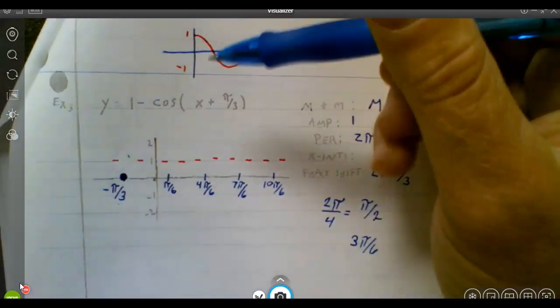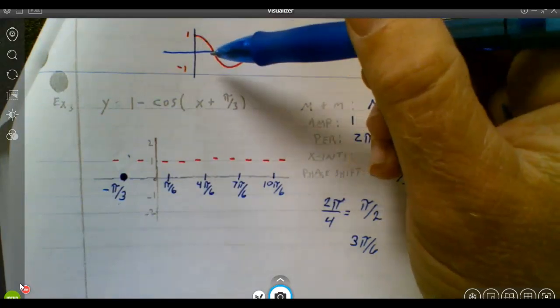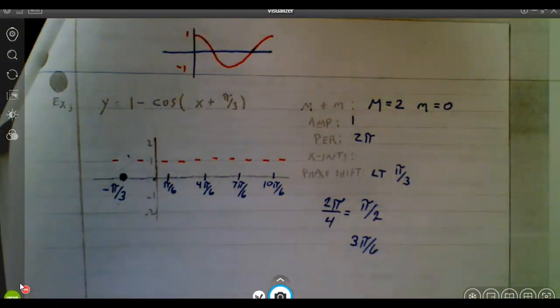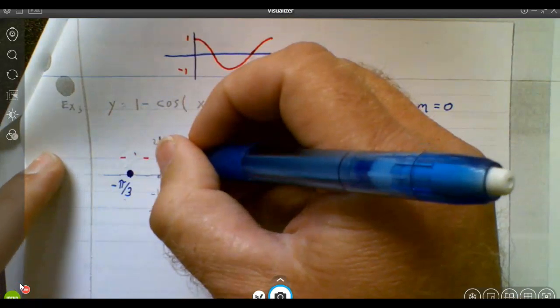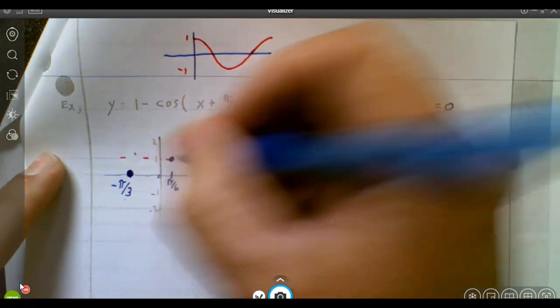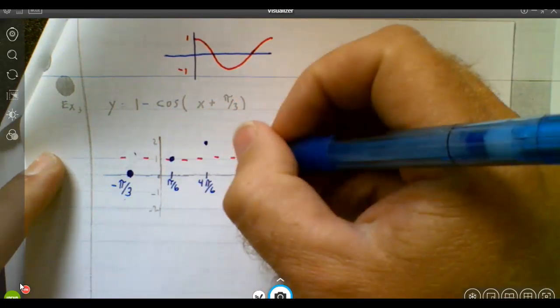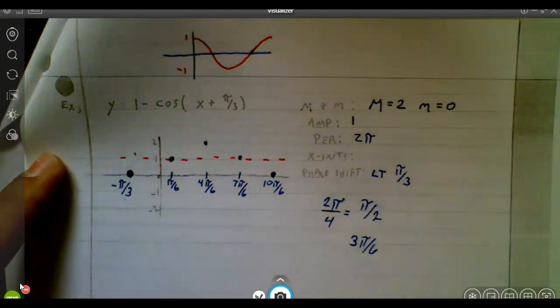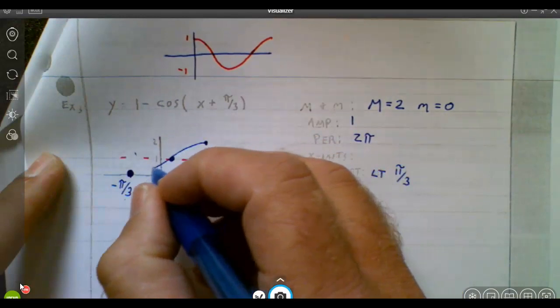So the pattern of a cosine function starts with amplitude, 0, amplitude, 0, amplitude, right? That's the pattern that this will always carry on. So I'm starting with amplitude, center line, amplitude, center line, amplitude. All right, so there's our graph. We'll give it the curve.